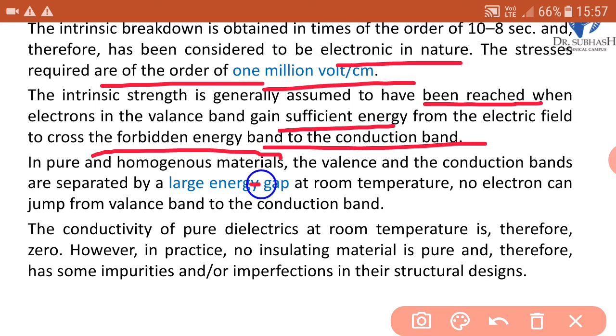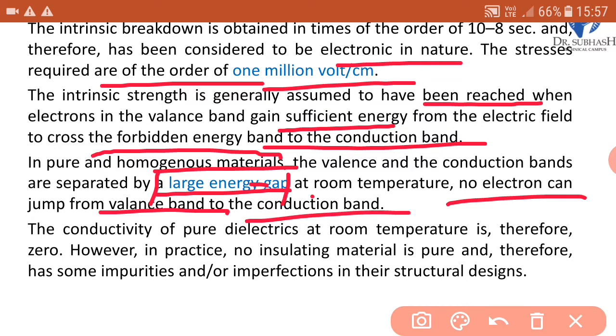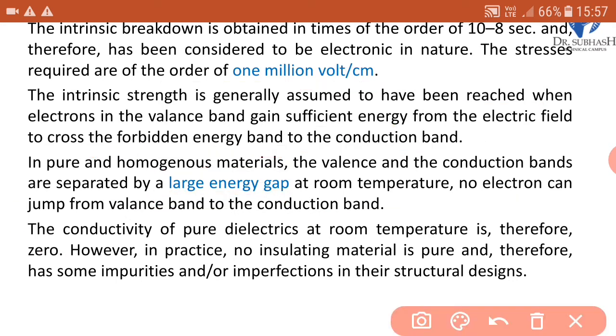In pure homogeneous materials, the valence and the conduction bands are separated by a large energy gap. In pure materials at room temperature, no electron can jump from the valence band to the conduction band. The conductivity of pure dielectrics at room temperature is therefore 0.